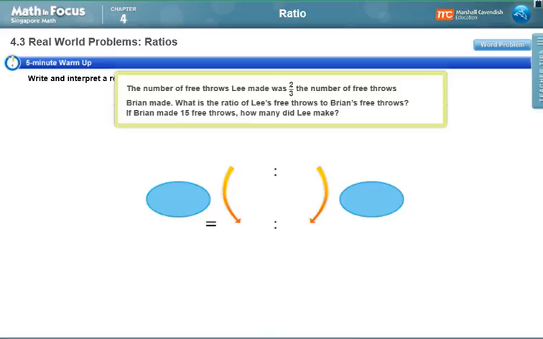Okay, so in 4.3, in this section we're going to be dealing more with ratios, but this time everything is going to revolve around word problems. So each time we come to a word problem, pause the video and use cubes to identify the important pieces of information. Circle the keywords, underline the question, and box the numbers.